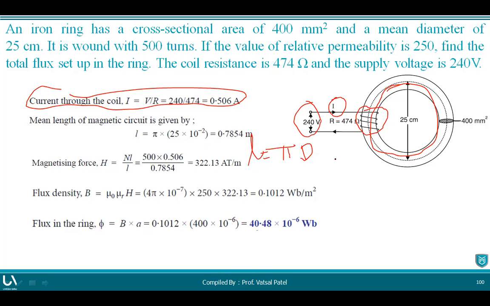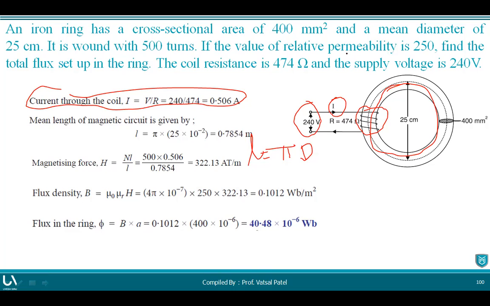So mu 0 is a constant, 4 pi into 10 to minus 7, multiplied by the relative permeability of the iron path, given here as 250. We directly multiply by the magnetizing force we identified, 322.13. So you can see the value we get: the magnetic flux density is 0.1012 Weber per meter square.